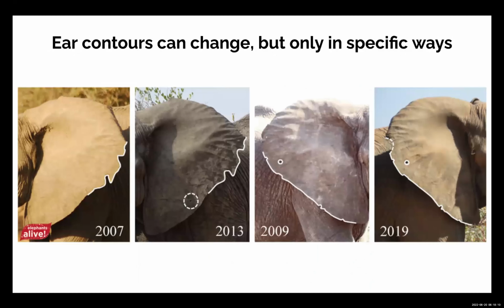And this is interesting because these things are stable-ish. Ear contours can change, right? But they can change only in certain directions. So in this case, you can see from 2007 to 2013, mostly the contour of that individual was the same, but they gained a new hole in the ear. And this individual on this side, they gained a new sort of big notch in their ear. And so humans are learning with expertise and mostly relying on these ear contours to be able to identify individual elephants.